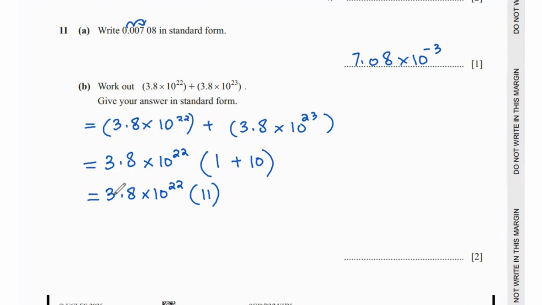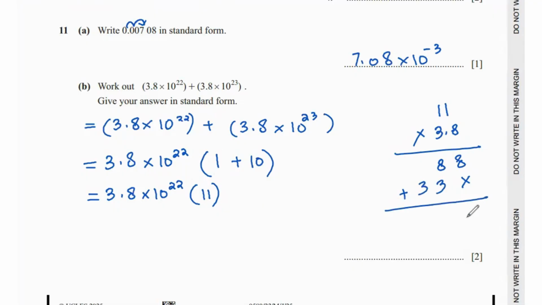And next, what we need to do is multiply 3.8 with 11. So 11 times 3.8, 8 ones are 8, 8 ones are 8, placeholder, 3 ones are 3, 3 ones are 3, add the result, 8, 11, 4. The decimal comes as it is over here. So 41.8 times 10 to the power of 22.